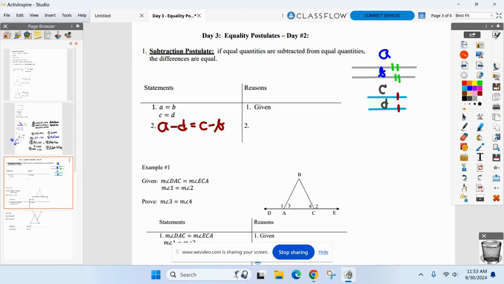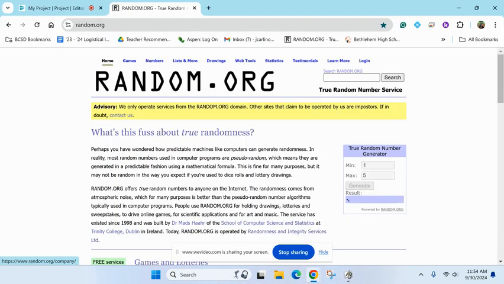I'm going to keep challenging you guys because you guys want it. Give me another pair, two other pairs I could subtract, and they would still be equal as new segments. So I got A minus D equals C minus B. And you can look at my segments up here.